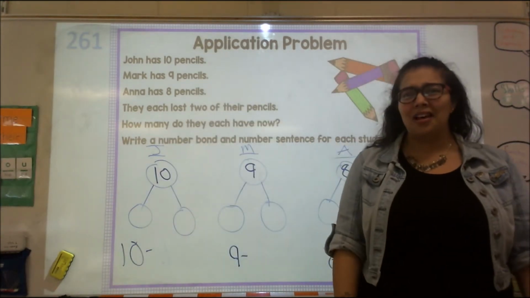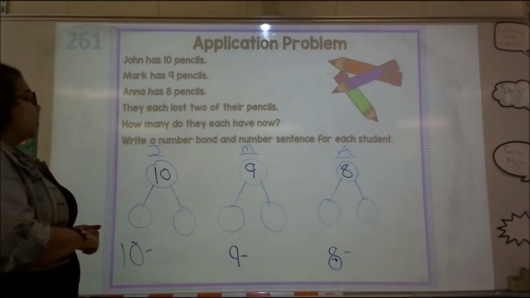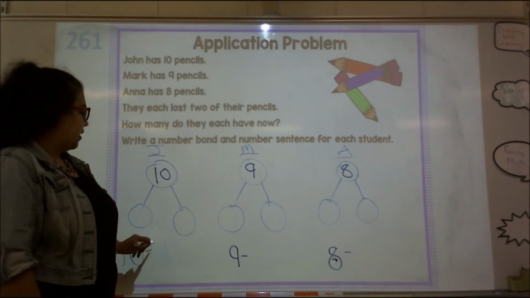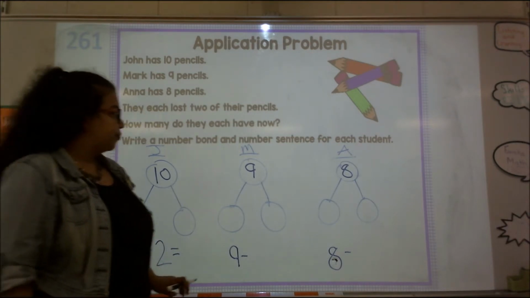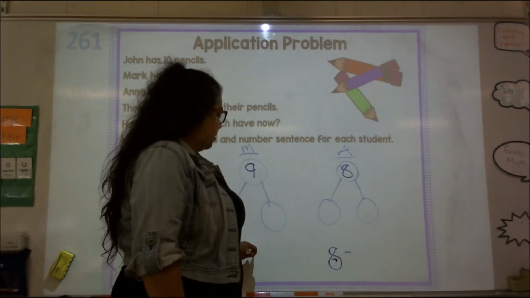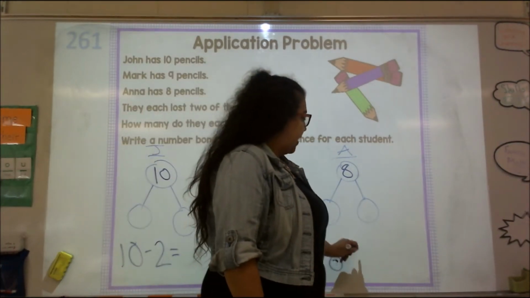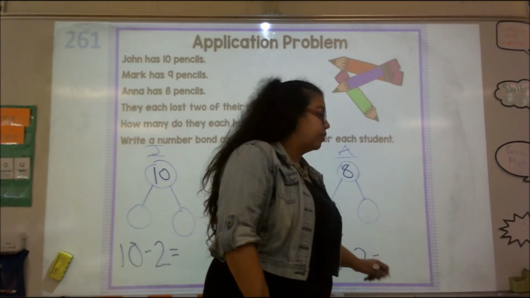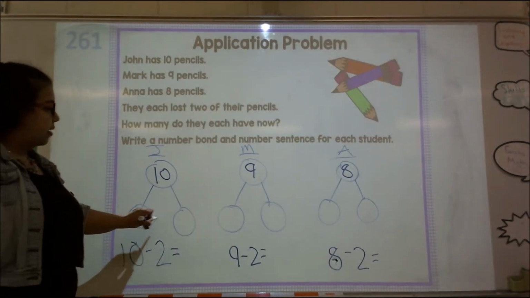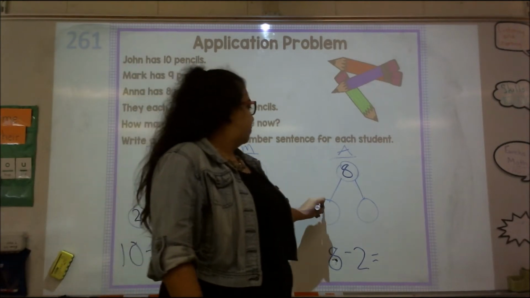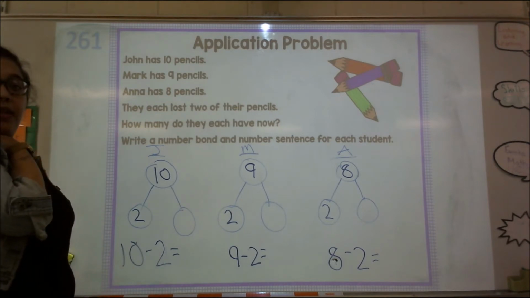Where did all the pencils go? What did they do with the pencils? So we can conclude that each lost 2 pencils. So 10 pencils minus 2 pencils equals the missing part we're looking for. Mark's 9 pencils minus 2 pencils equals the rest of the pencils. Anna's 8 pencils minus 2 pencils equals the rest of the pencils. Which means the known part for each of them is 2. All right, now the question is, how many pencils did they have left?